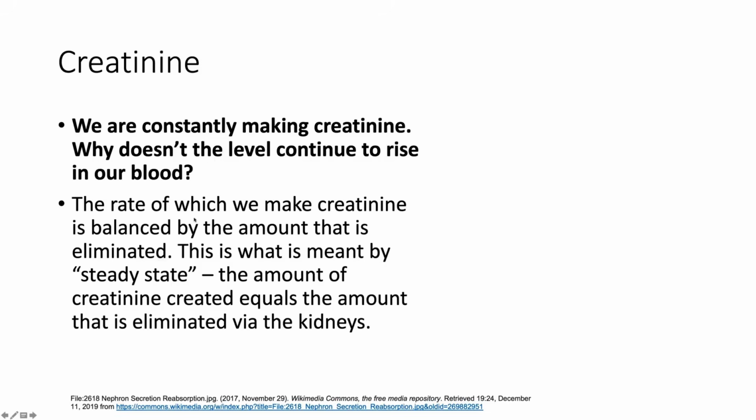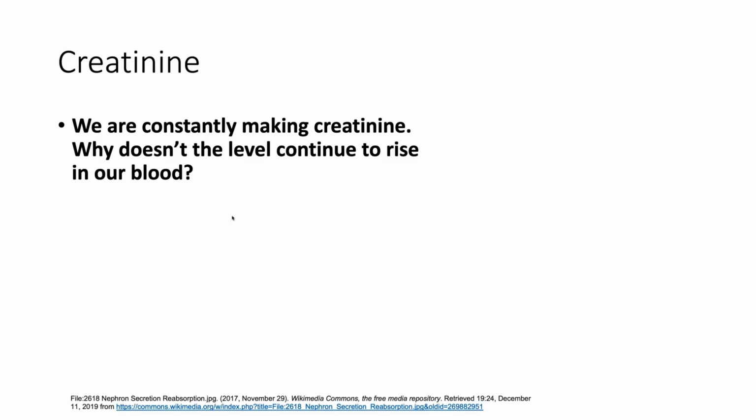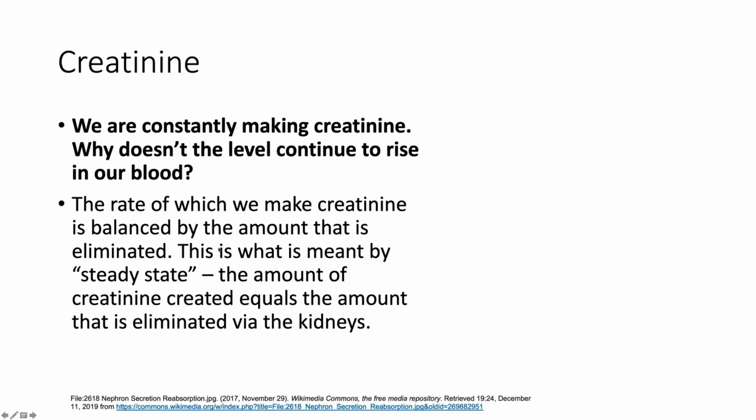So because it's filtered, why would that mean that the level wouldn't just continue to rise? Could you repeat the question? Sorry. Our question is, why doesn't the level of creatinine continue to rise in our blood? So you said the filtration, but just walk me through. What does that mean? Why would filtration mean that the level wouldn't just continue to rise? I guess it's the rate of filtration. Essentially, sorry, that was a read my mind question. That was a bad question. Basically, the idea is that the rate at which we make creatinine is balanced by the amount that's eliminated, right? So the reason why we reach a steady state is because the amount of creatinine that we create at any given time should equal, roughly, the amount of creatinine that's eliminated via the kidneys via filtration.